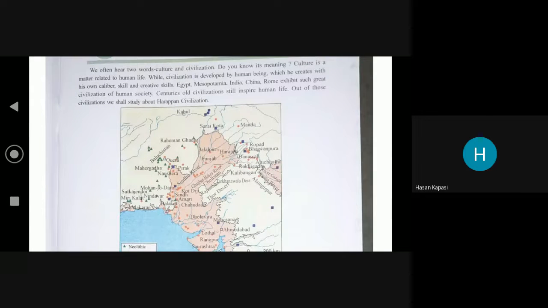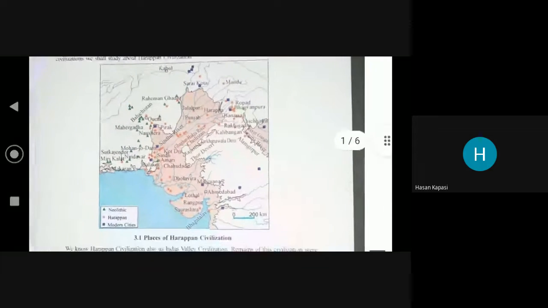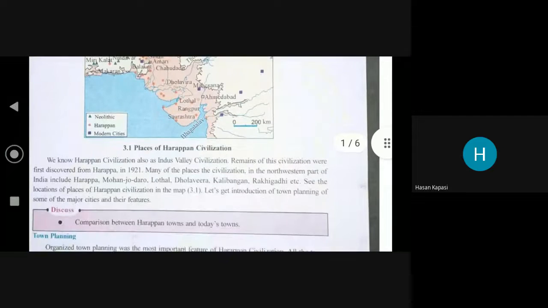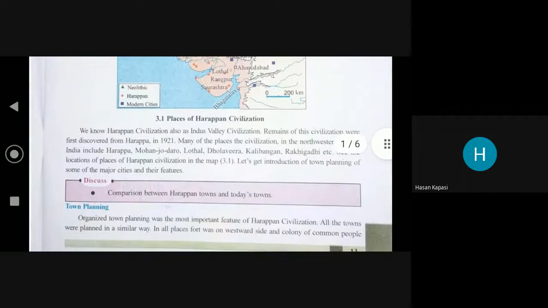Centuries old civilizations still inspire human life. Out of these civilizations, we shall study about Harappan civilization. So now in this lesson we are studying about Harappan civilization. Do you remember I showed you in the video how the Harappan people used to construct their houses and all this? Remember now, all of you? Yes, when we revise this paragraph, you will be able to recall. Yes, Peter, continue.